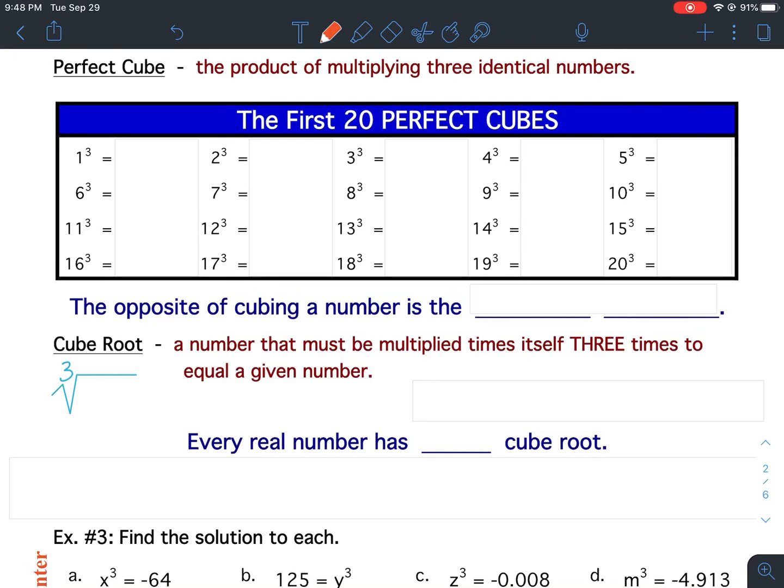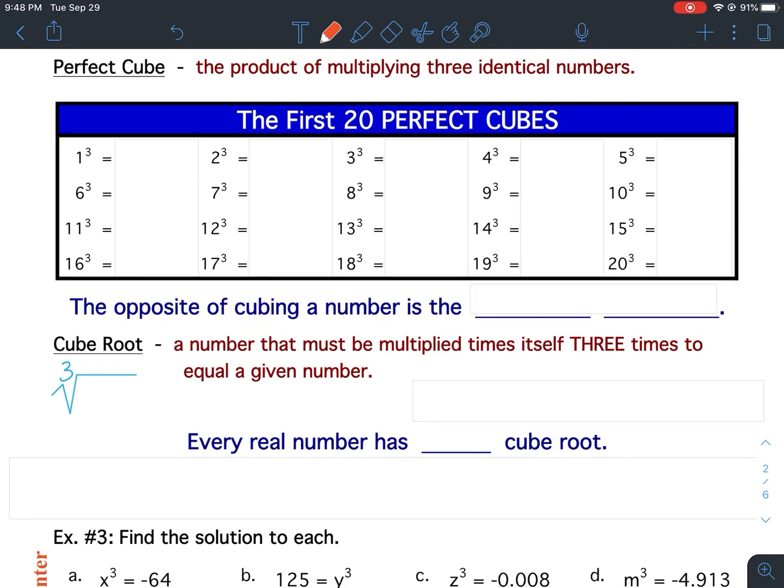So 1 is a perfect cube because 1 times 1 times 1 is 1. Now I know with the ones it gets a little confusing, so let's use the 2. 8 is a perfect cube because 2 cubed, or 2 times 2 times 2, is 8. 27 is a perfect cube because 3 times 3 times 3, or 3 cubed, is 27, and so forth. So again, the perfect cube is the product of multiplying three identical numbers.